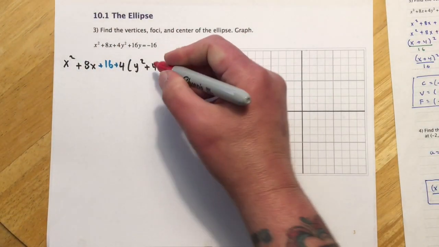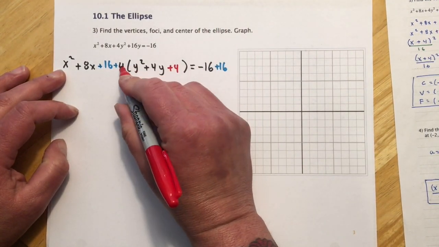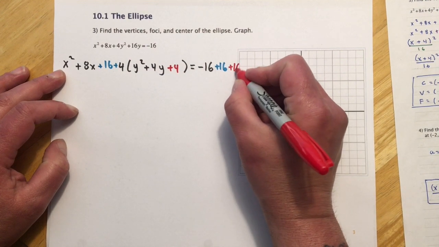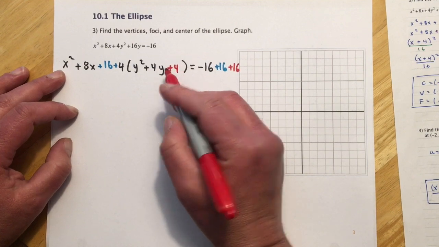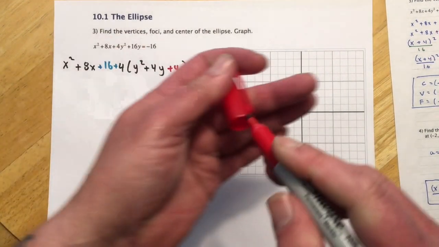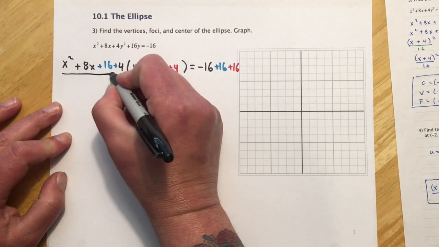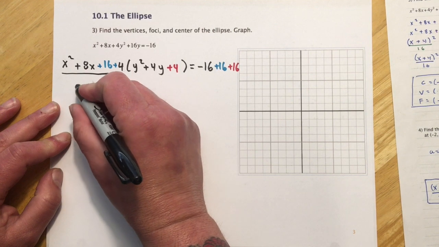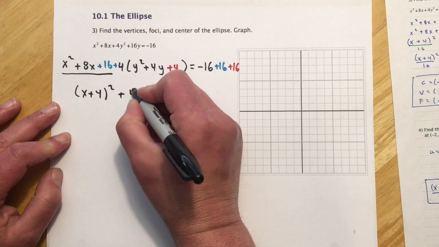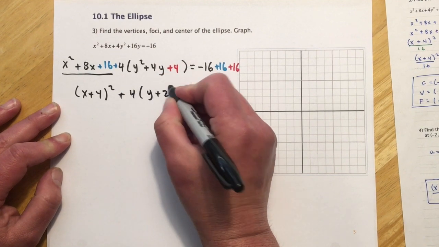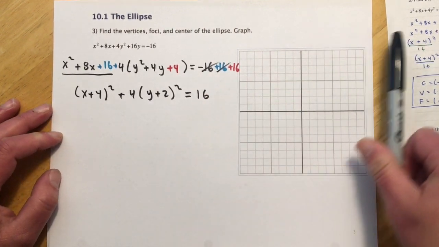And then I'll complete the square in y. Half of 4 is 2. 2 squared makes 4, but it's not a real 4. It's really a 4 times 4, so that's actually a 16 in disguise, because if I distribute this back, you'll see this piece I added turns into 16, so we need that. So then factoring, this piece will be x plus 4 quantity squared. This is going to be plus 4 times y plus 2 quantity squared. 2 of those cancel out, and I'm left with 16.